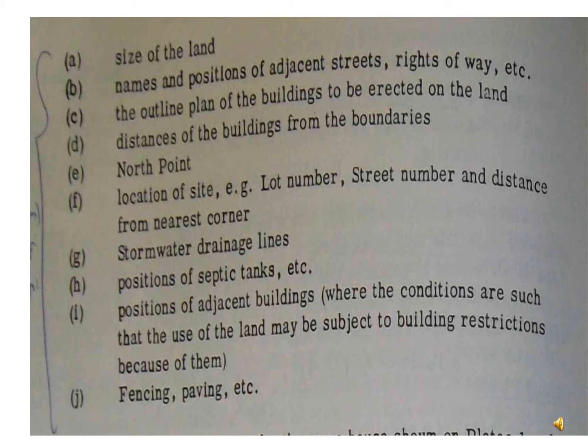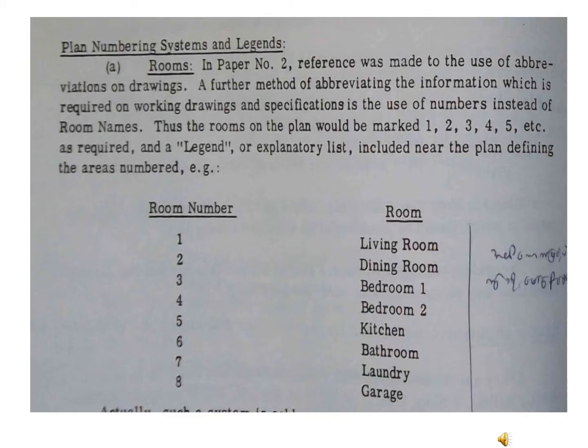The plan numbering system and the legends. This is the room. Rooms should be marked, so 1, 2, 3, 4 are room numbers and also the description. Room number 1 will be the living room, room number 2 will be the dining room, 3 bedroom 1, 4 bedroom 2, 5 kitchen, 6 bathroom, 7 laundry and 8 garage. So all the numbers have to be indicated along with the description of the room. So those have to be included in the building diagram.